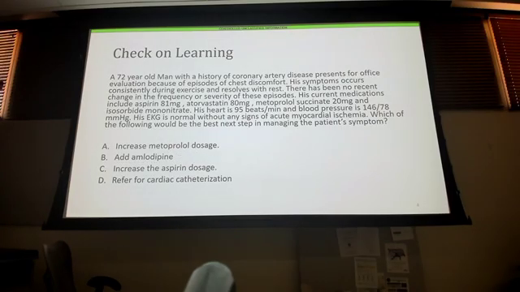All right, our last one is a 72-year-old man, history of coronary arterial disease, presents for office evaluation because of episodes of chest discomfort. Symptoms occur consistently during exercise and resolve with rest. There have been no recent changes in the frequency and severity of these episodes. His current medications include aspirin 81, atorvastatin 80, metoprolol 20, isosorbide mononitrate. His heart rate is 95 beats per minute, and his blood pressure is 146/78. His EKG is normal, without any signs of acute myocardial infarction. Which of the following would be the best next step in managing this patient's symptoms?